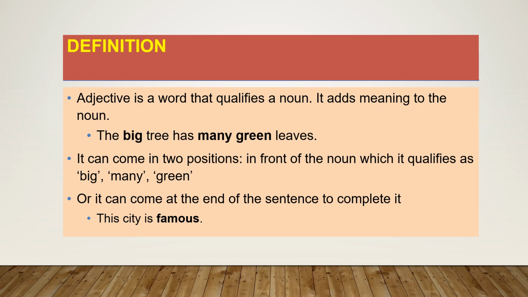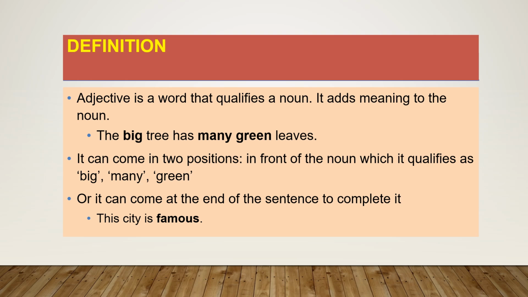Adjectives can be used in two positions. One is in front of the noun, the way in which big is used, many is used, and green is used. They are in front of the noun. Big is in front of tree, which it qualifies. Many and green are in front of leaves, which they qualify. Or the adjective can also come at the end of the sentence. This is called complement.